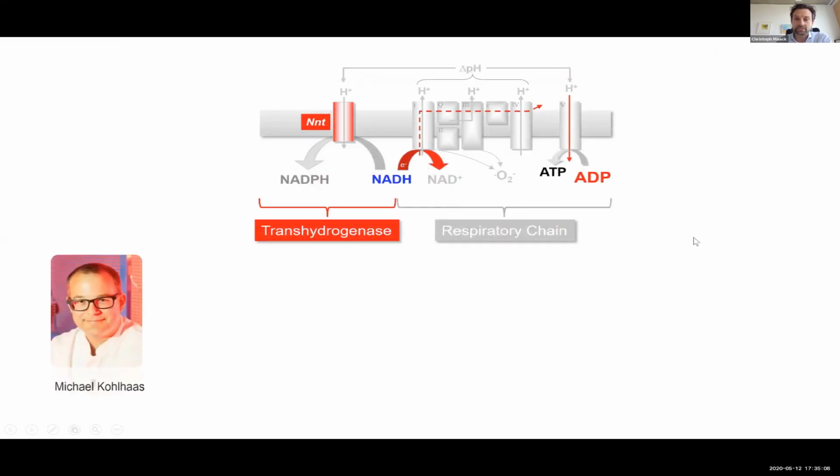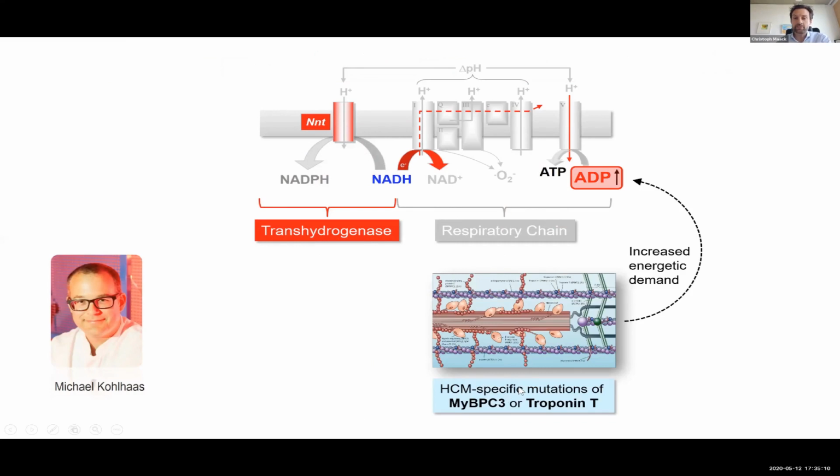So this told us that the HCM-specific mutations of myosin binding protein C3, or in this case troponin T, have such a high energetic demand that apparently this pulls all the electrons away from the NADH, and this seems to be sufficient to reverse the transhydrogenase reaction again, like in the TAC model, and drain NADPH, and this gives rise to reactive oxygen species, and apparently this was coupled to the occurrence of arrhythmias.